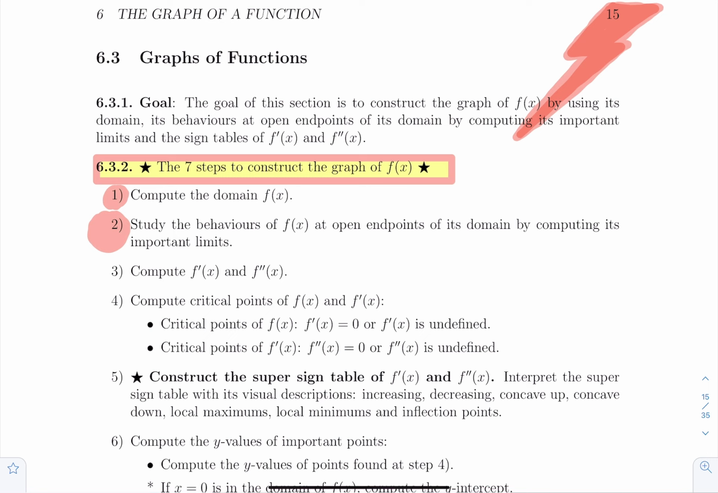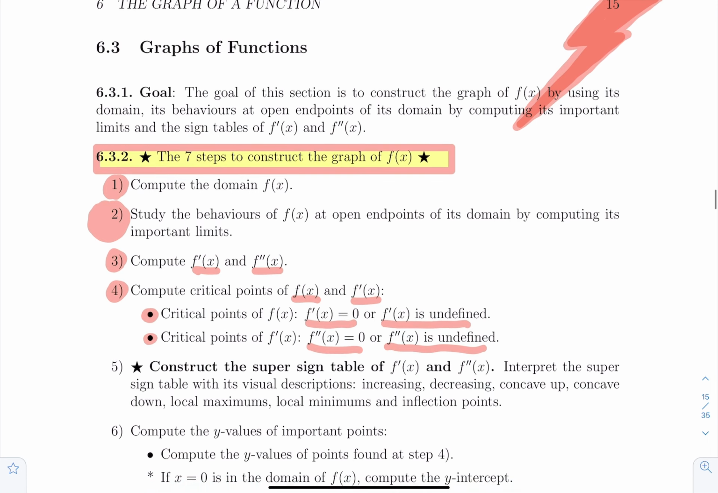Then the third step is to compute f prime and f prime prime, the first and the second derivative of your function. And then with those freshly computed formulas, the fourth step is to compute critical points of f and f prime. Here, be careful with the terminology. Even if we write down compute critical points for f and f prime, this is where the first and the second derivative are either equal to 0 or are undefined. So you are using the freshly computed formulas of step 3 to compute the critical points of f by using f prime and the critical points of f prime by using f prime prime, the second derivative.